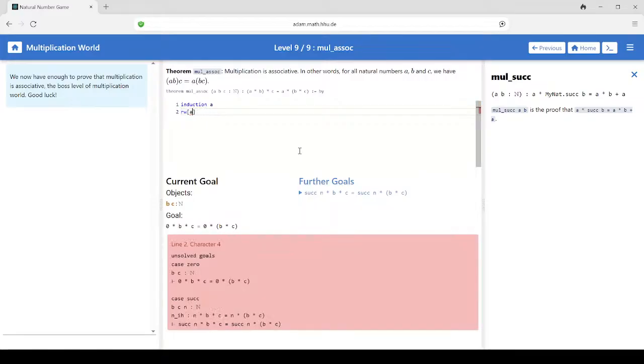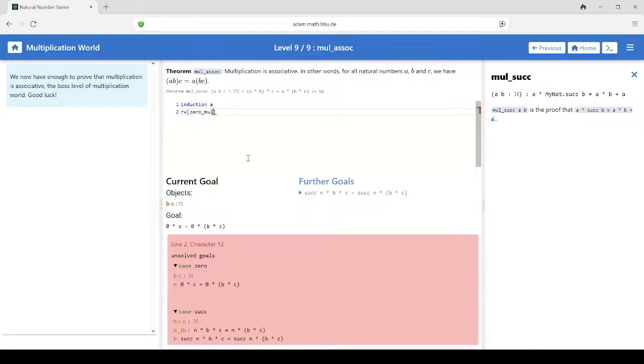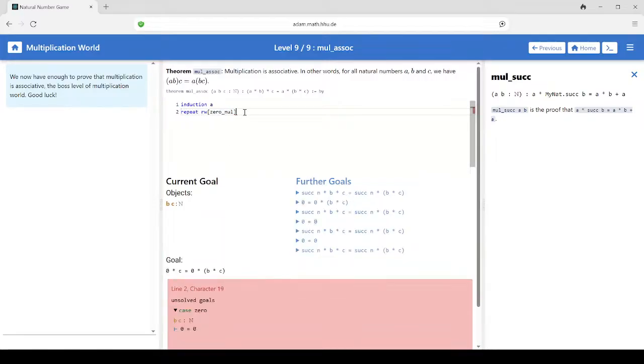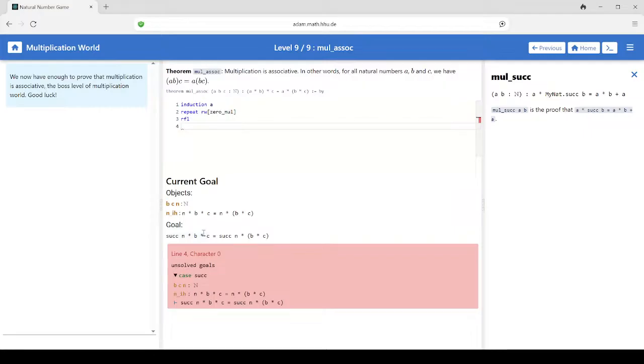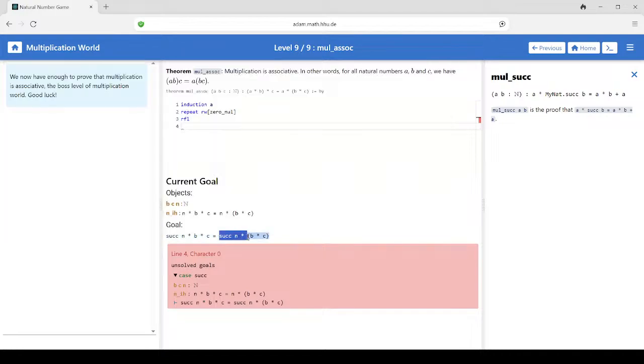Nope, not that one. Or the successor of n times b times c. Successor of n times b times c. Right? It's so close to this, but we just have to figure out how to make it not the successor.